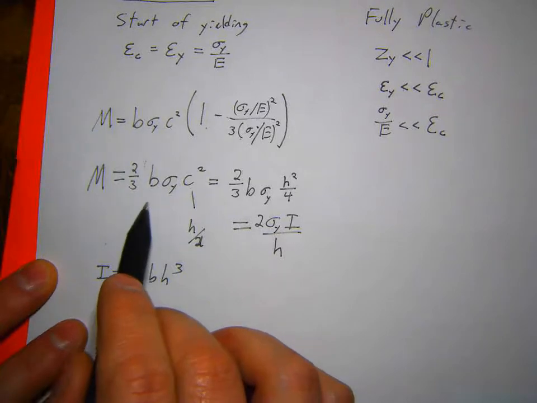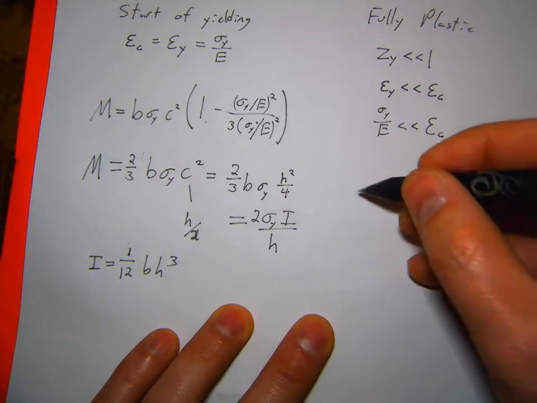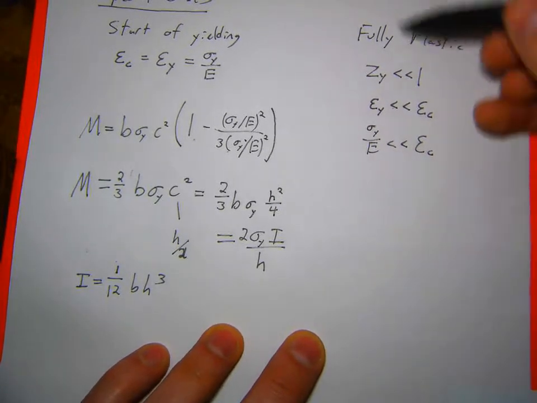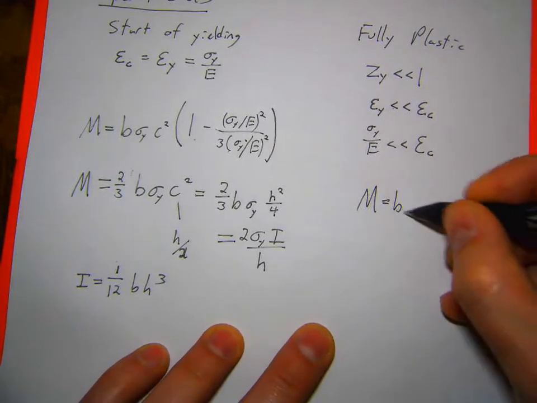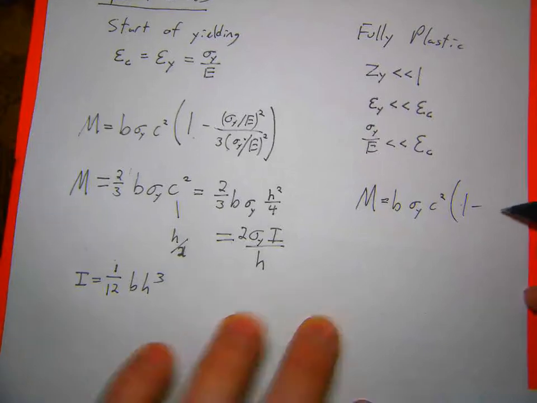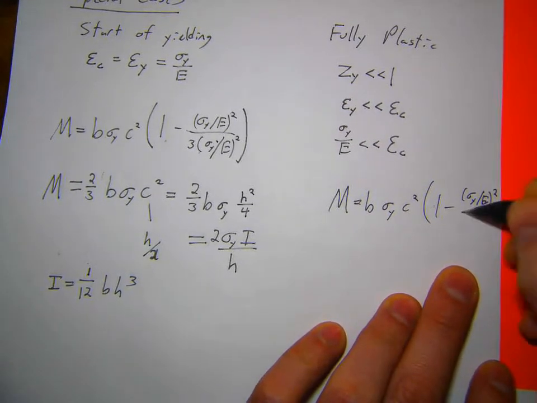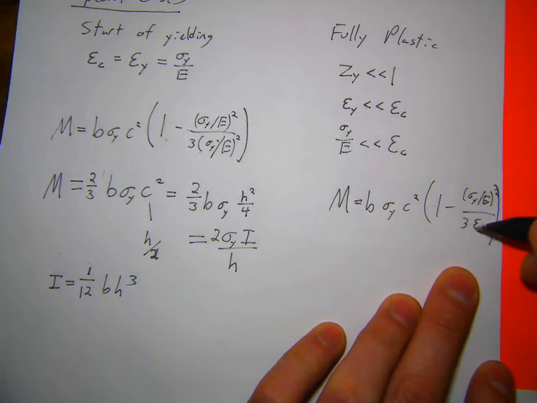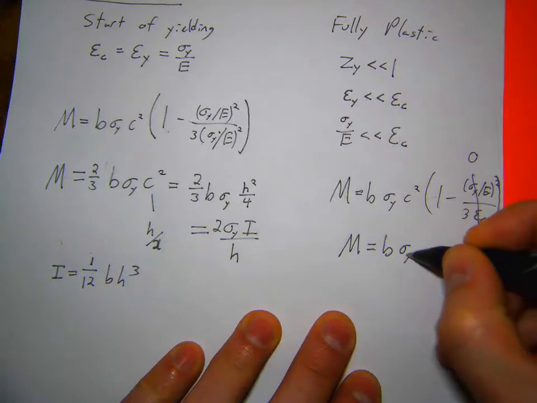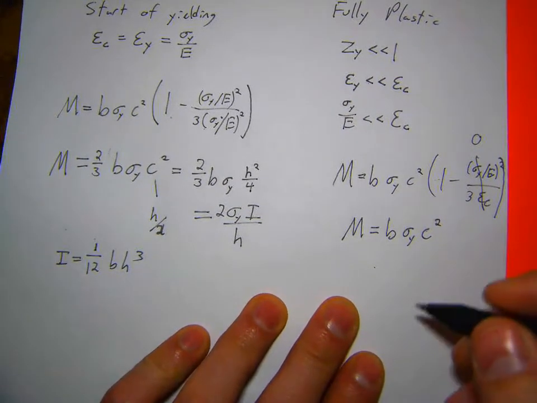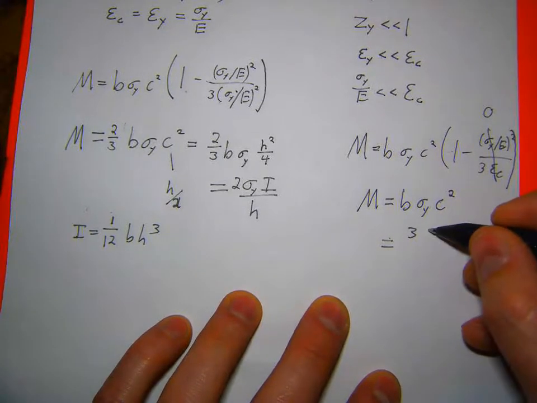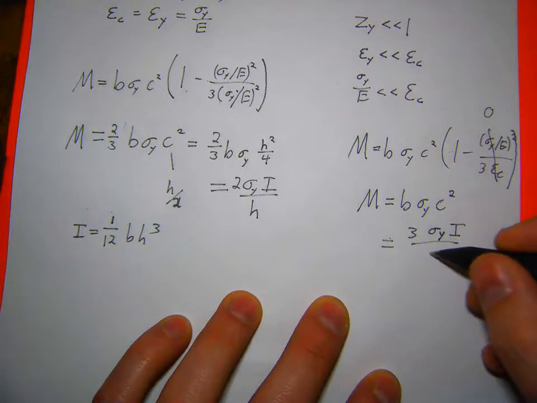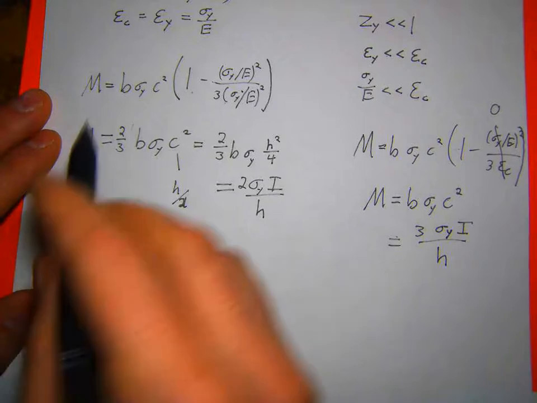And so if I have that epsilon c is much greater than sigma y over E, I have my moment is b sigma y c squared times 1 minus sigma y over E squared epsilon c. But I'm going to assume, because epsilon c is so much greater, that this goes to zero, and I just have my moment is b sigma y c squared. Or in terms of I, this is 3 sigma y I over h. I'm going to call this the initiation of plasticity, M sub I, and the complete plasticity, M sub naught here.